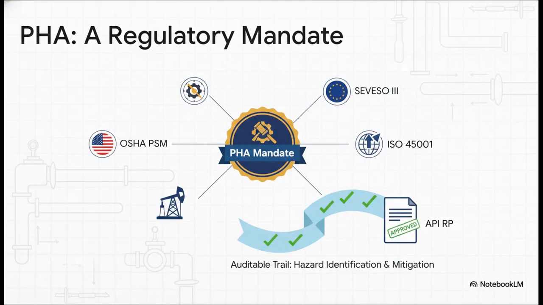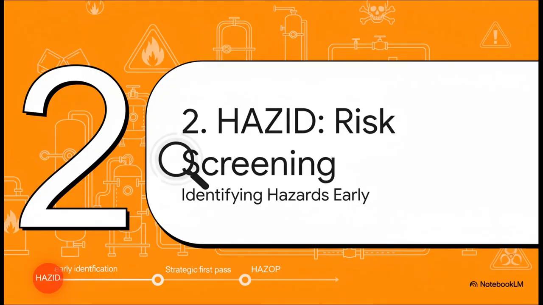And let's be really clear about something. Doing a process hazard analysis isn't just good engineering practice. It is a global regulatory mandate. From OSHA's Process Safety Management Standard right here in the US to the Seveso III Directive over in Europe, the authorities demand a systematic approach. And it's methodologies like HAZID and HAZOP that give us that meticulous, auditable trail that proves we've done our due diligence. So that brings us to our first methodology, HAZID.